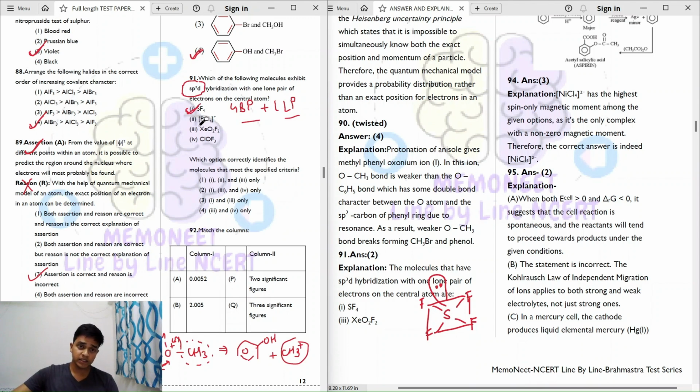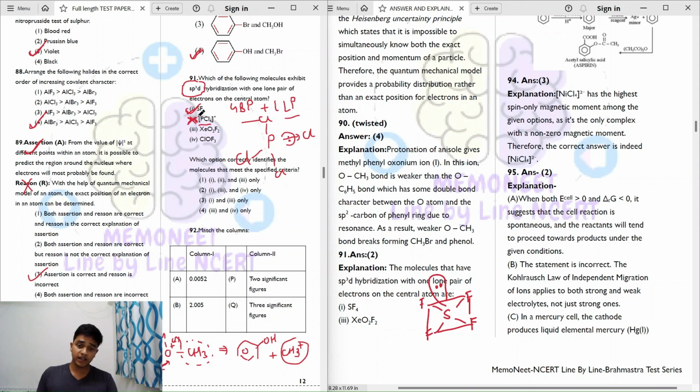Next, if we take a look at PCl4+, it is in a tetrahedral geometry, right? Phosphorus has only five valence electrons. So when it forms bonds with three chlorine atoms, it will have a lone pair. But if a fourth chlorine atom is incorporated, the lone pair is used up in making a covalent bond with the chlorine atom. So there will be no lone pair on the central atom. So 2 will not be our answer.